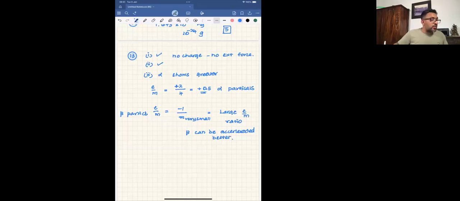Easily accelerated. Now, what do they say? Alpha particles show more acceleration than the beta particles in an electric field. I think that is a wrong statement, right? So I feel like that is wrong. But let us look at the other ones as well. Fourth one.